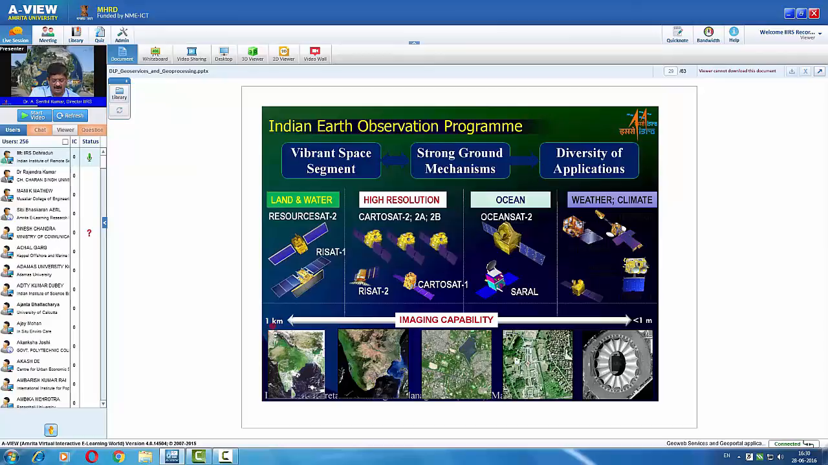So we have got the capability to provide a satellite image of any region, right from a 1 kilometer sensor up to less than a meter. We are in a position to provide this information.